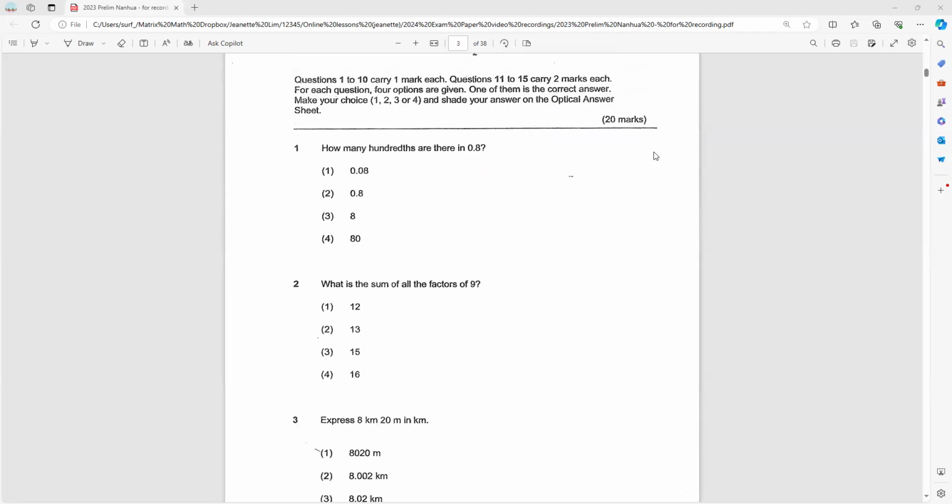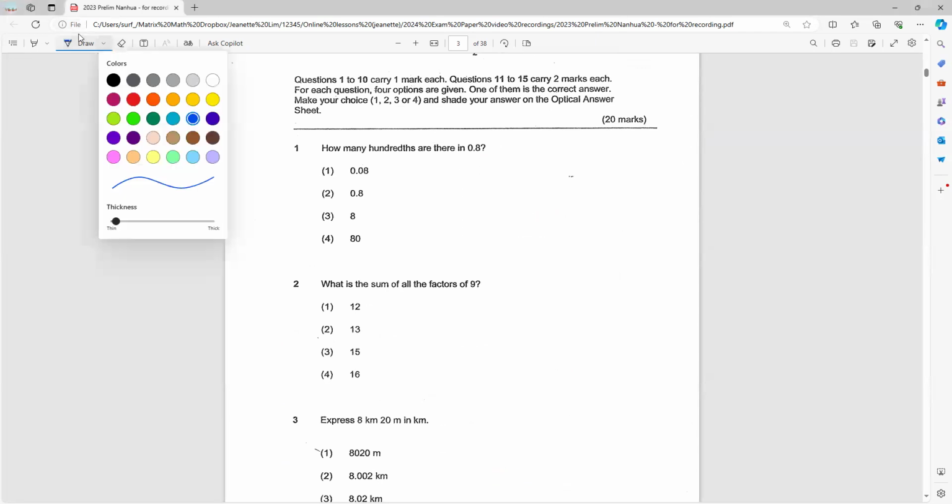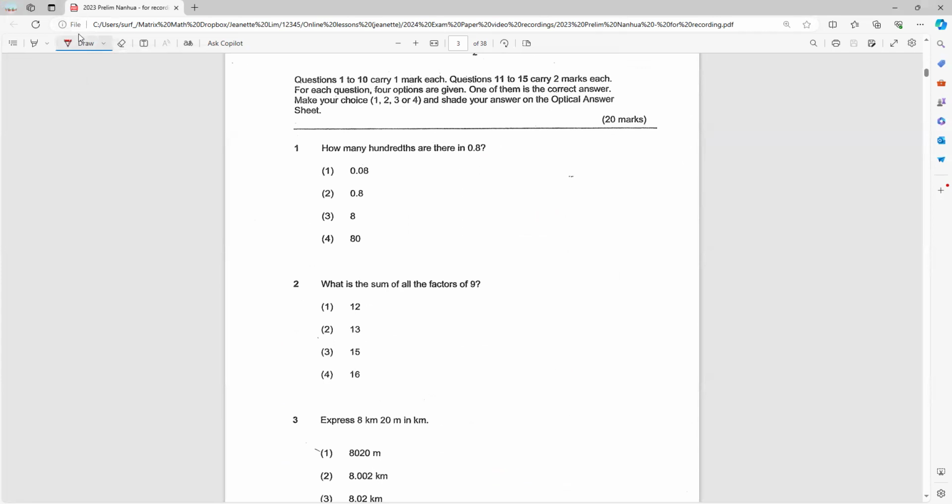Question 1. How many hundreds are there in 0.8? Okay, so 0.8, 8 is in the tenths place. So what we can do is change it to a fraction first. This is 8 tenths. If you want to change to hundredths, you times 10 to the numerator and denominator, so you end up with 80 hundredths. So answer is 4.